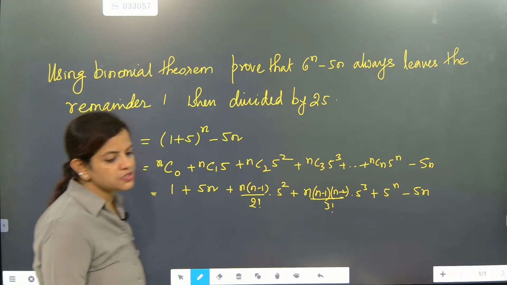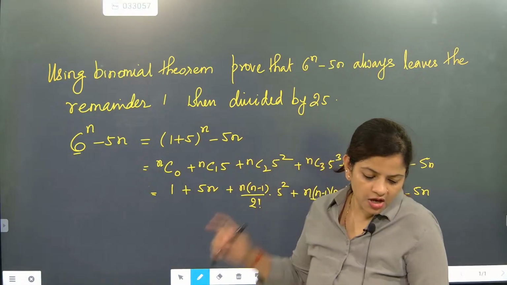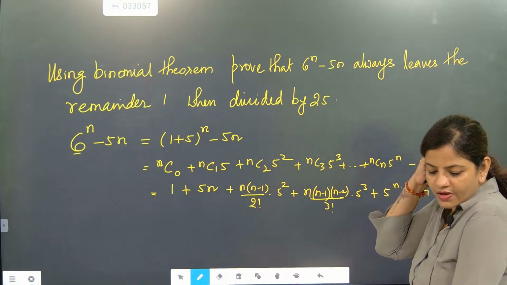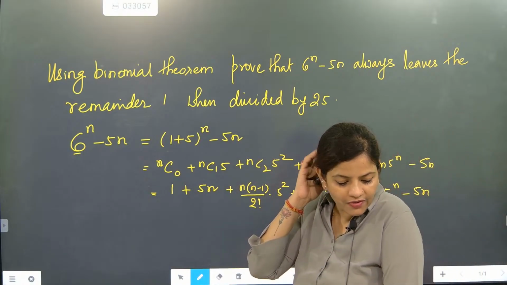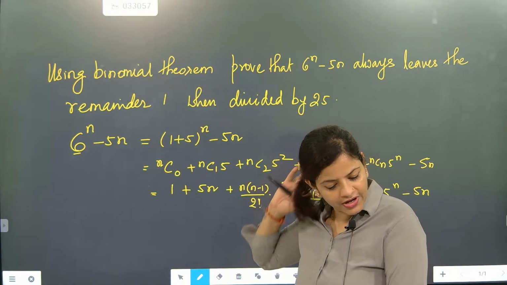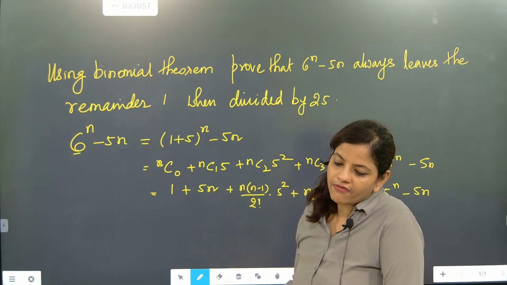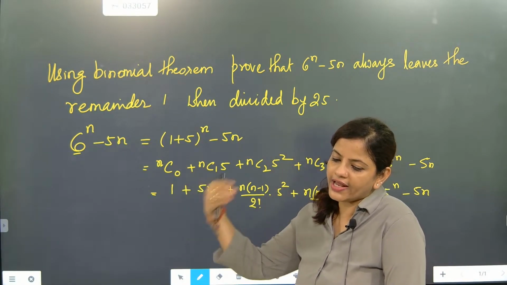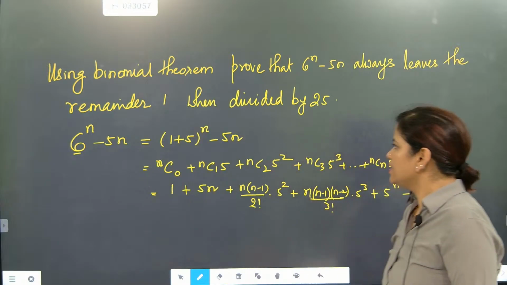Now beta, after this, what should be the final conclusion? Because the 5 to the power n section came, nCn 5 to the power n is coming. Once 5 to the power n is coming, it means we can take out any number from 5 to the power n. So check this one out.